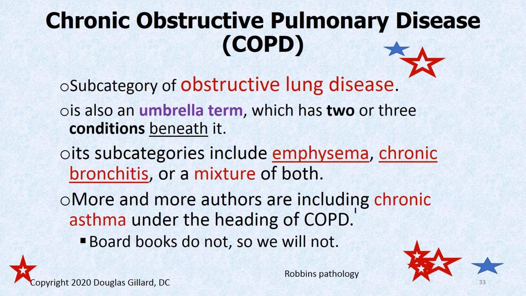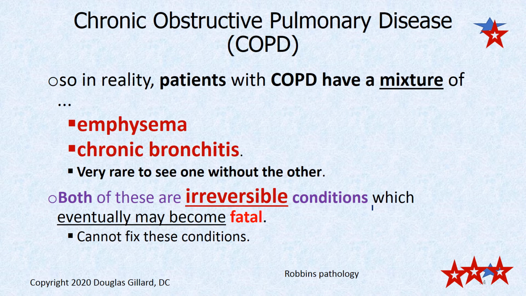And again, some authors more and more, like Weinstein, are including chronic asthma because it's very hard to differentiate from those. So these patients have a mix of emphysema and chronic bronchitis. It's very, very rare to see someone with pure emphysema or pure chronic bronchitis. There's always a mix of the two. It's better to say they have predominant chronic bronchitis or predominant emphysema, because the two always go together, and chronic asthma can be right in there with the mix.